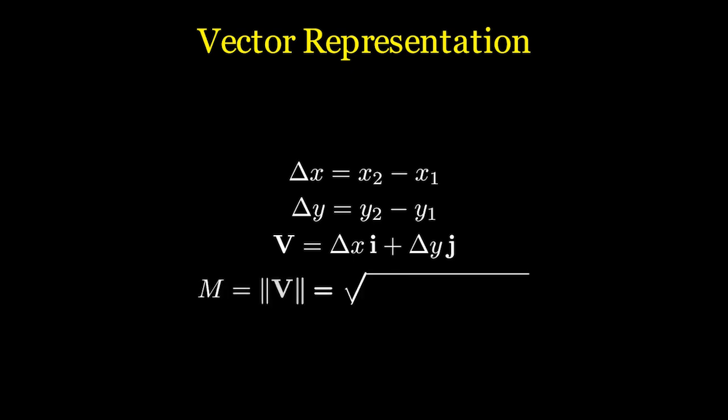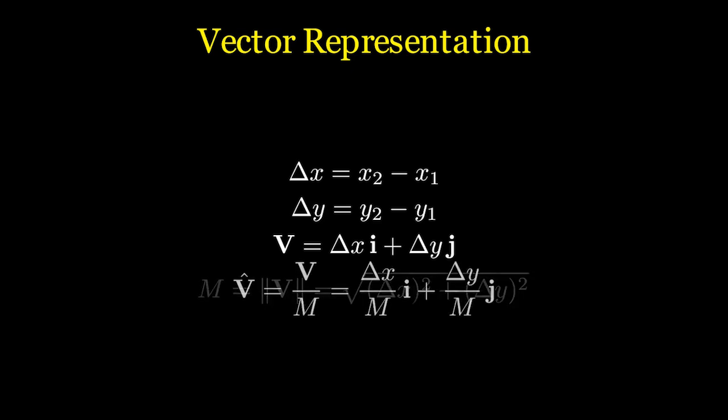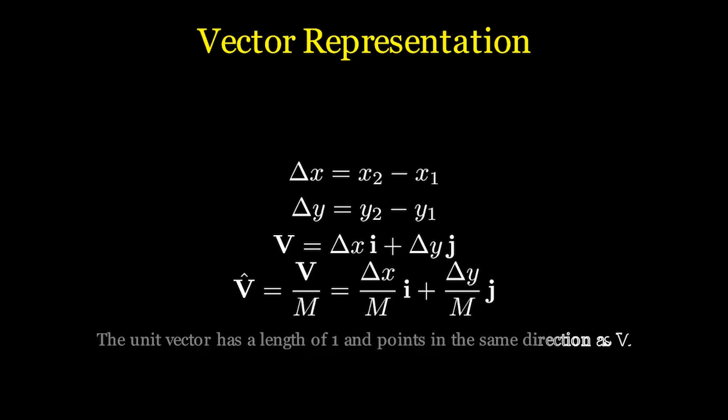We call this m, and it's simply the magnitude or length of the displacement vector b. We can calculate m using the Pythagorean theorem. m equals the square root of delta x squared plus delta y squared. Next, we need the unit vector b, which we denote as b hat. This tells us the direction of the displacement. b hat is calculated by dividing the vector b by its magnitude m.